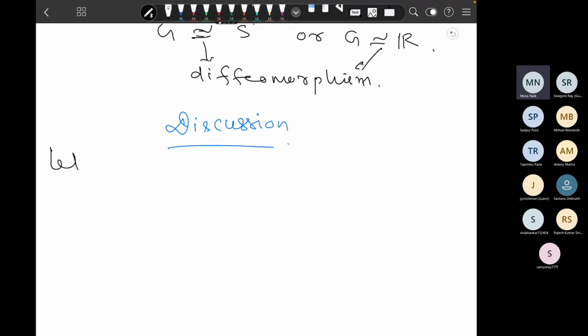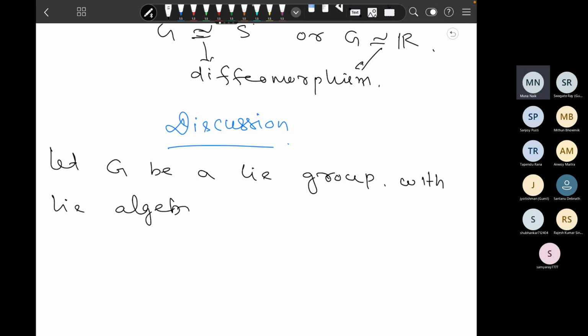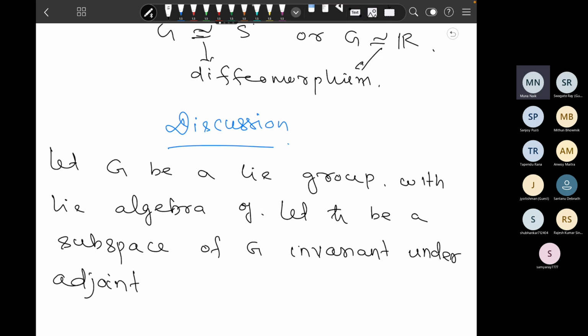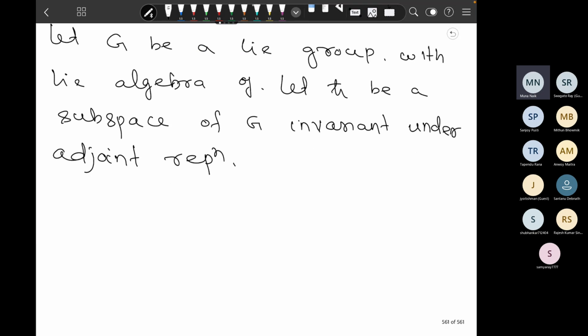So let G be a Lie group. I am not assuming this is connected now. Let G be a Lie group with a Lie algebra. So let H be a subspace of G, invariant under this adjoint representation. So that will imply that.